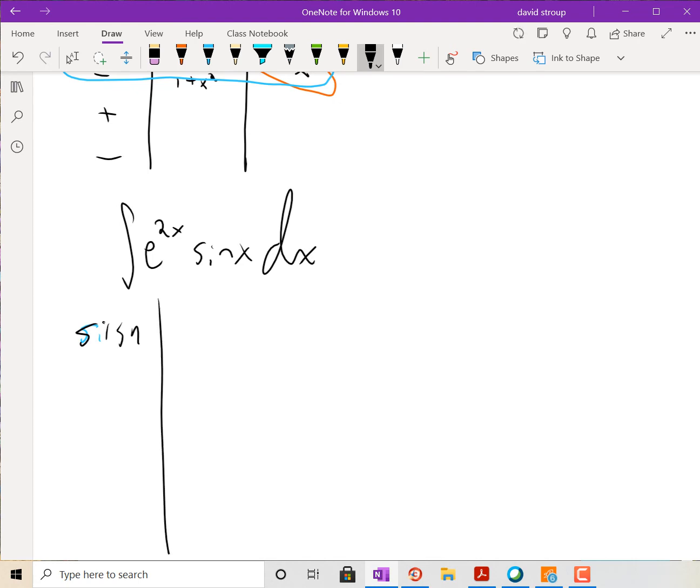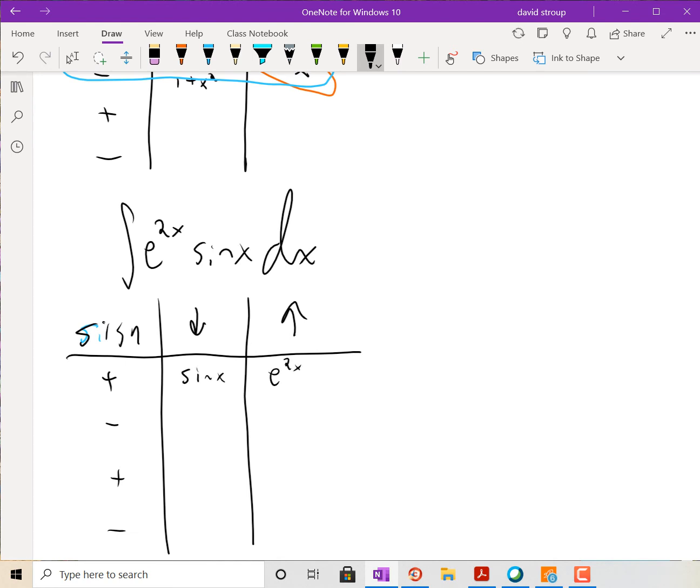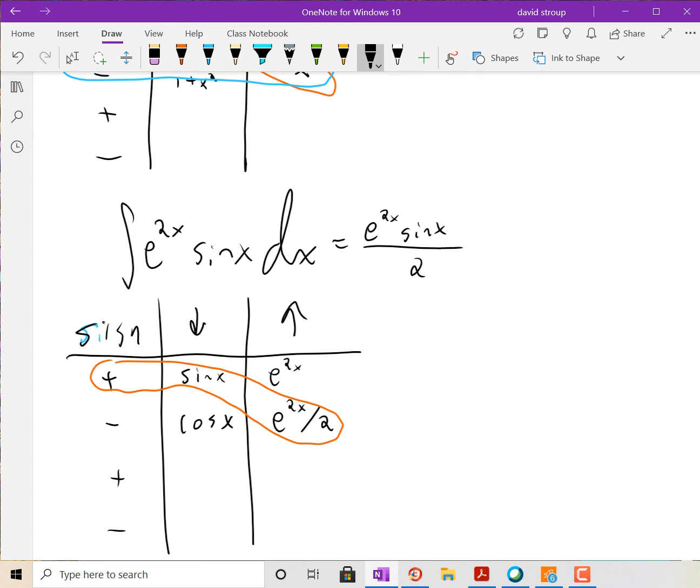Sine, differentiate, integrate. Okay, so plus, minus. LIATE says trig before exponential. So differentiating, we get cosine x, integrating, e to the 2x over 2, and then I immediately write down the diagonal. So this equals e to the 2x sine x all over 2. And then I ask myself if I can integrate this, or have I seen it before? And nope, neither one. So you go to the next row.